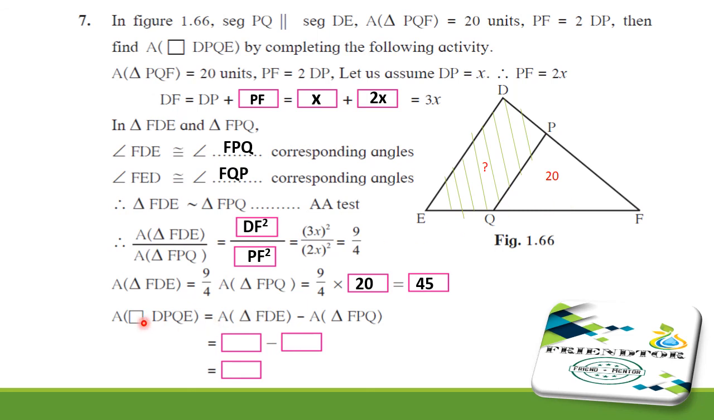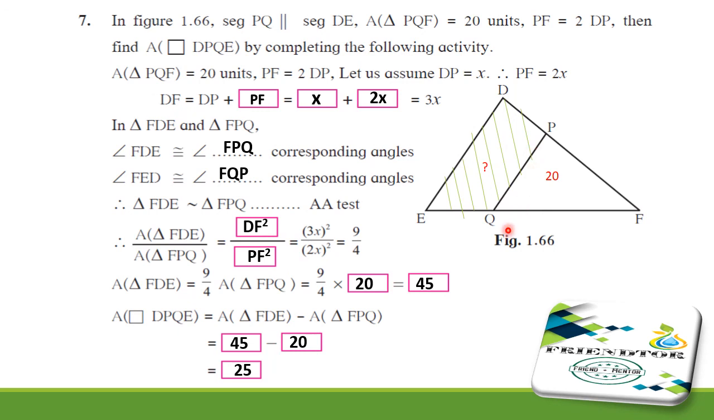Now simple. The area of the quadrilateral, or the area of the shaded part, will be area of the bigger triangle, that is FDE, minus area of triangle FPQ, and that will be 45 minus 20. What is 45 minus 20? It would be 25. So area of this shaded part is 25 units.